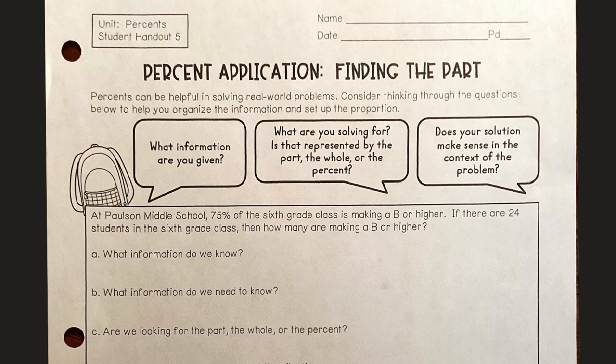problems. At the top of your notes page, it says percents can be helpful in solving real-world problems. Consider thinking through the questions below to help you organize the information and set up a proportion. So it's important to ask ourselves, what information are we given? What are you solving for? So typically what you're solving for is going to be whatever information you're not given. And is that represented by the part, the whole, or the percent? And then finally, does your solution make sense in the context of the actual problem?